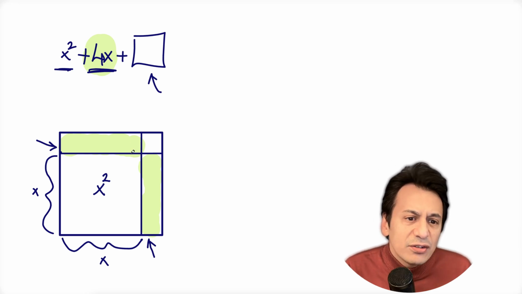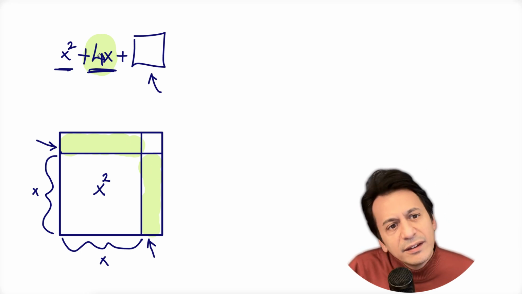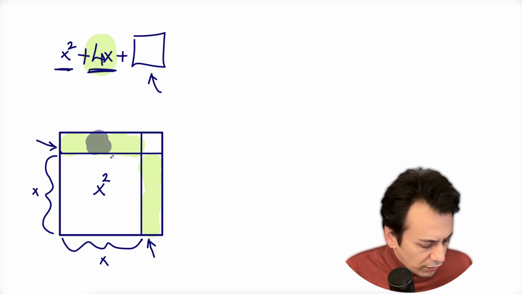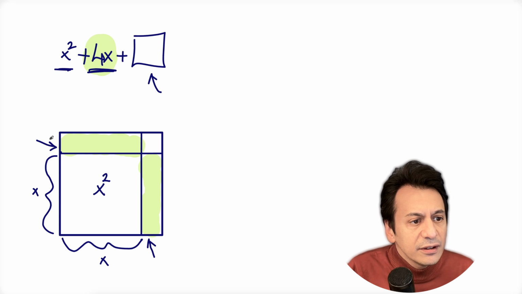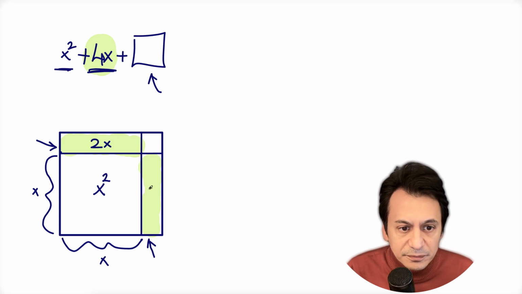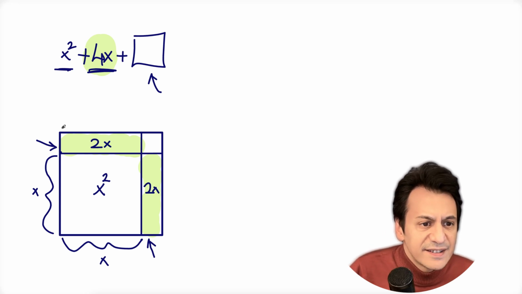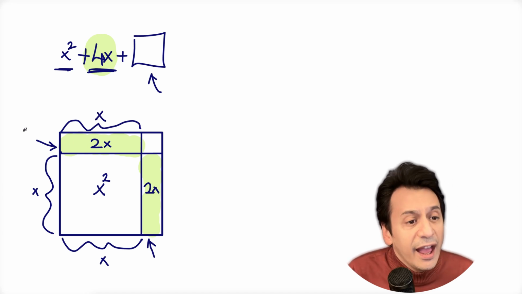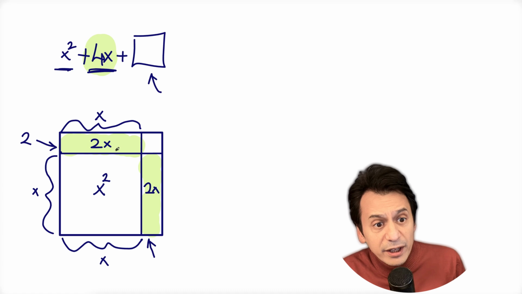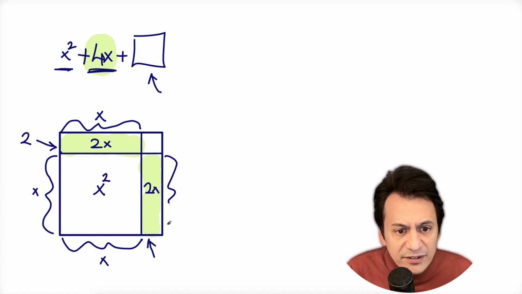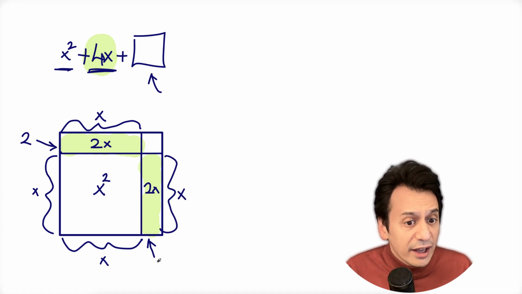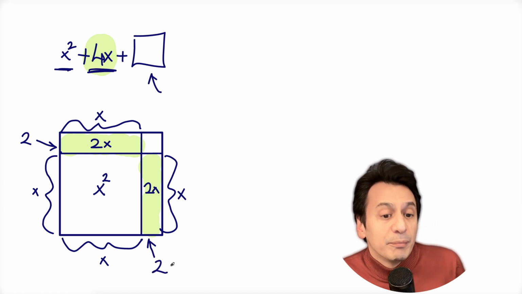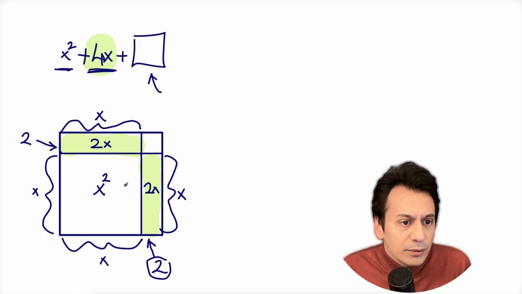Since these rectangles are the same and they add up to 4x, the area of each rectangle is 2x. That means since this side length is x, this side length has to be 2 in order to make 2x. And since this side length is x, this side length has to be 2. Great.